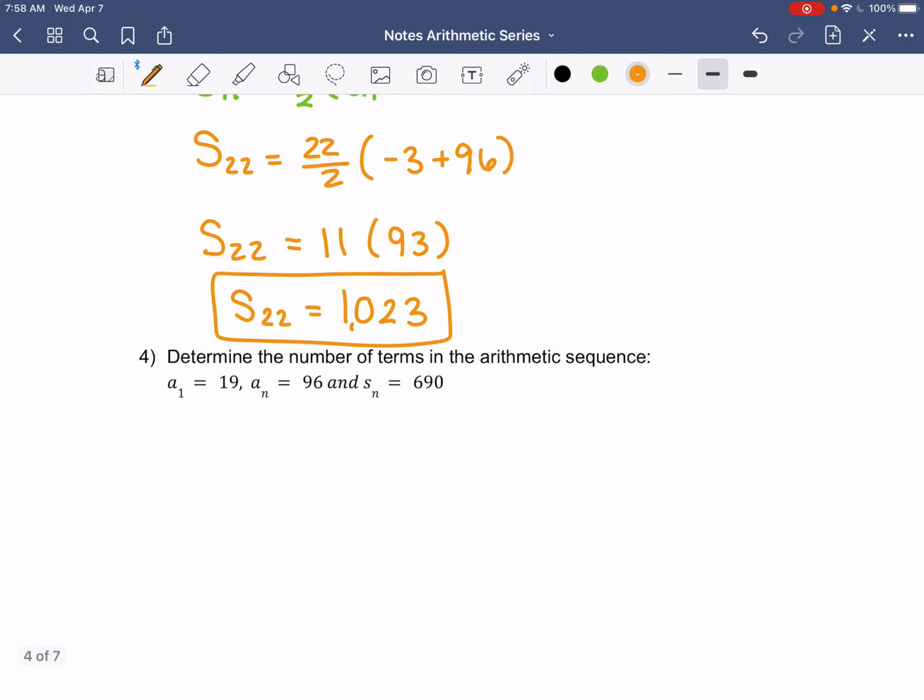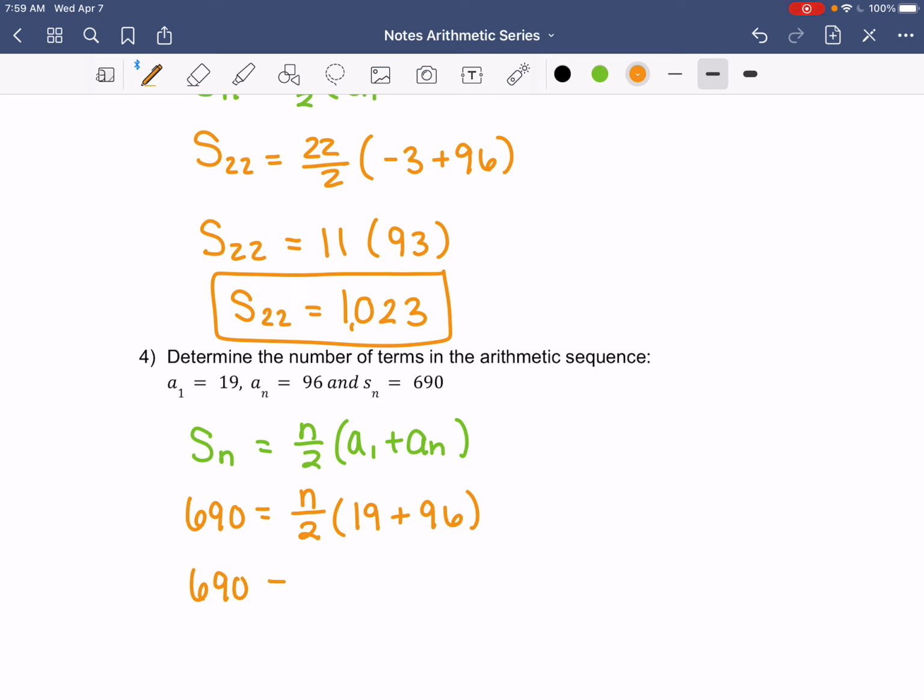All right, next one says determine the number of terms in the sequence. So write down your example, determine the number of terms in the arithmetic sequence, okay? All right, so it gives us the first term is 19, the last term is 96, and the sum of those terms is 690. So we need to find how many terms are in this. So we're using the formula S sub n equals n divided by 2 times a1 plus an. So we're going to plug in what they gave us. They gave us S sub n is 690. N, the number of terms, that's what we're trying to find. They gave us the first term is 19 and the last term is 96. So we're just going to have to solve that.